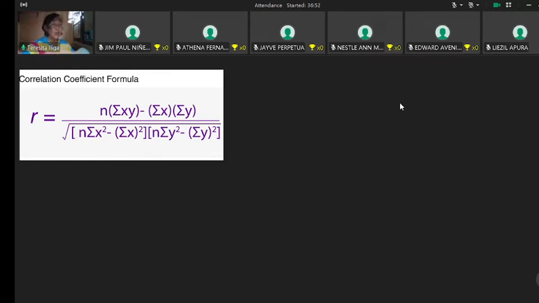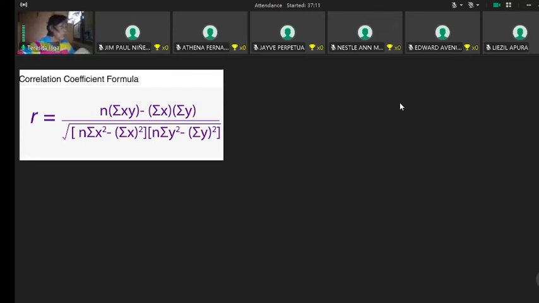So for example, your scores will be your x variable. You are going to establish the correlation with respect to your scores and the equivalent grade of the score. So your score will be your x, and your equivalent grade of the scores will be the y. So that represents the variables.